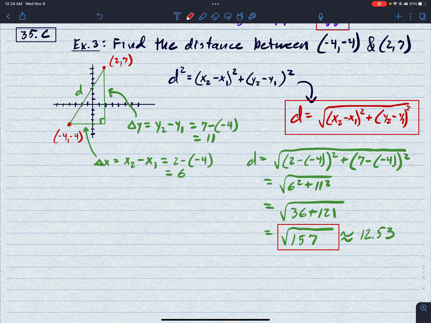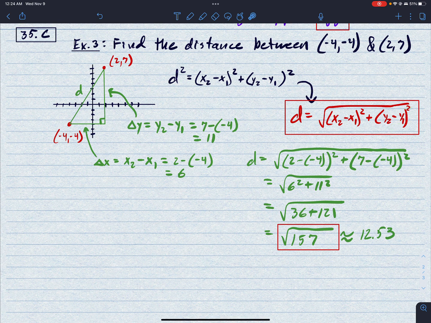All right, distance formula, very, very simple. You simply take the difference in the 2 x-coordinates and square them. And to be honest with you, it doesn't matter what order you put them in because you're going to square it and get the same value anyway. And then you add to that the difference of the 2 y-coordinates squared.